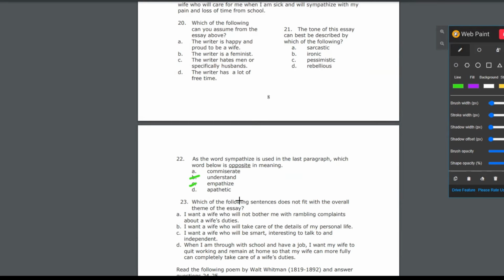So for this one, I had to use Google as my assistant just so I could know. When I looked at the word commiserate, it meant to understand, which is the same thing as the piece that's gone. Apathetic is just not caring, showing no sympathy, lacking interest in something. So that was the answer.